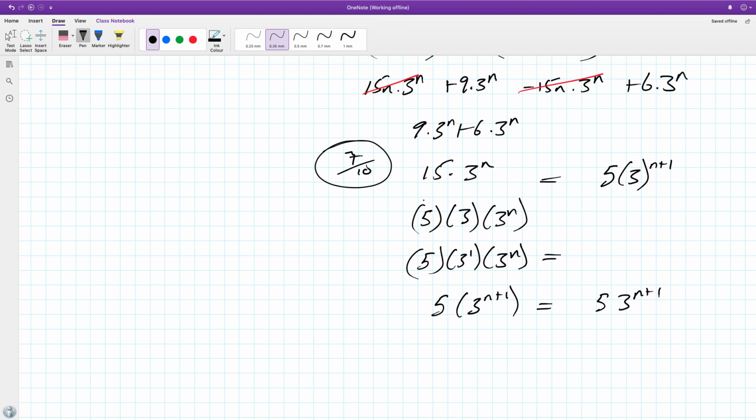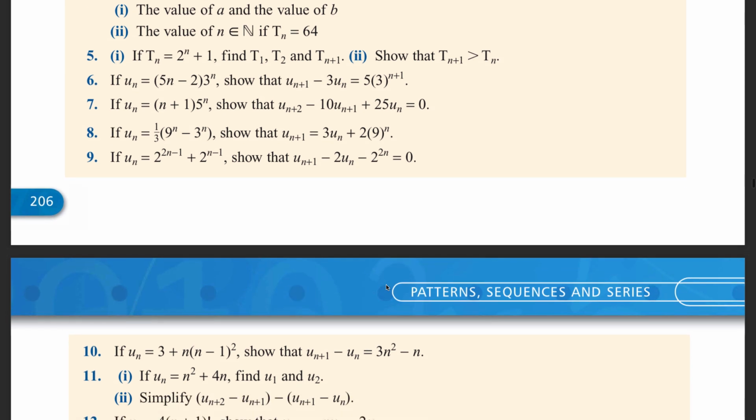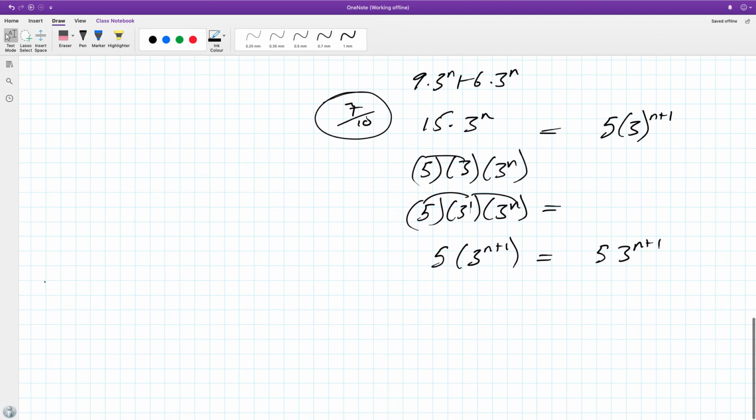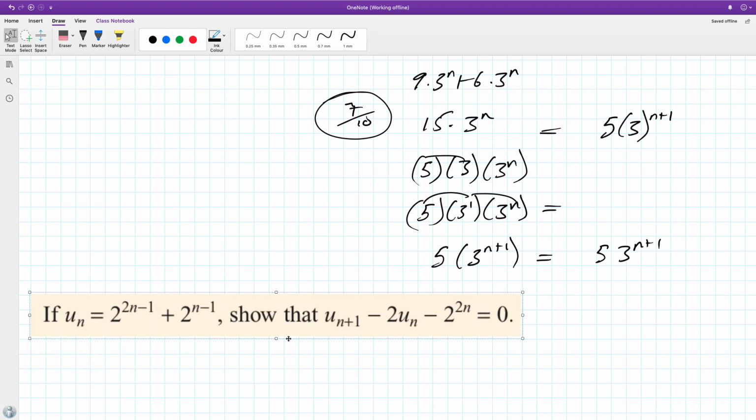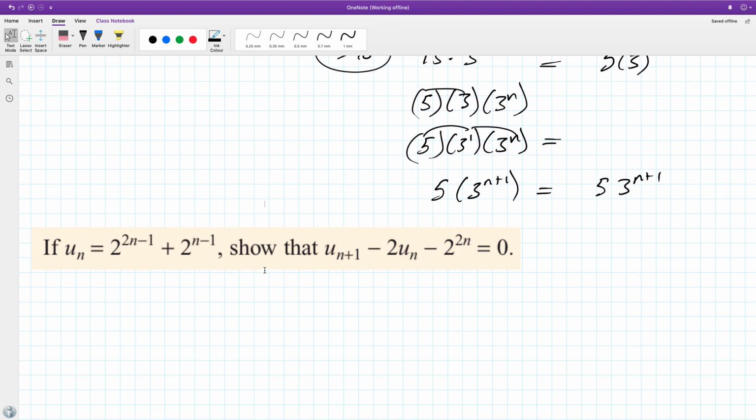You have to be able to spot that 15 can break up into 5 and 3, which is 5 times 3 to the power 1. Base is the same, add your powers. You're left with 3 to the power of n plus 1. Right, we'll do one more of those. Have a go at this. Off you go.